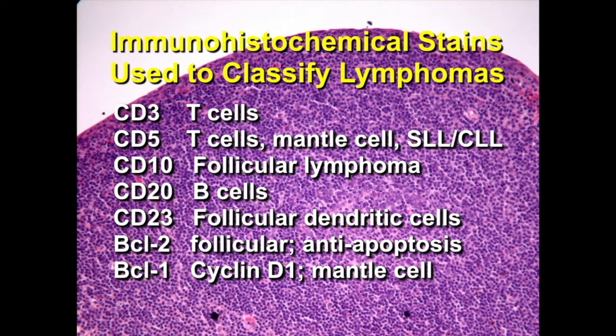CD23 stains follicular dendritic cells. BCL2 is an anti-apoptotic protein that is present in follicular lymphoma, used in that diagnosis, and BCL1 or cyclin D1 is expressed by mantle cell lymphoma. So those are some of the immunostains that we use.